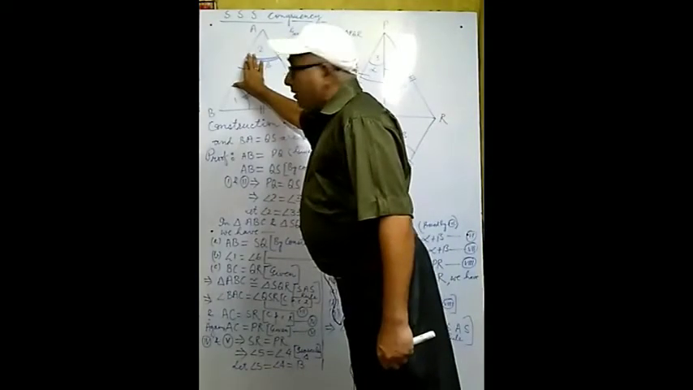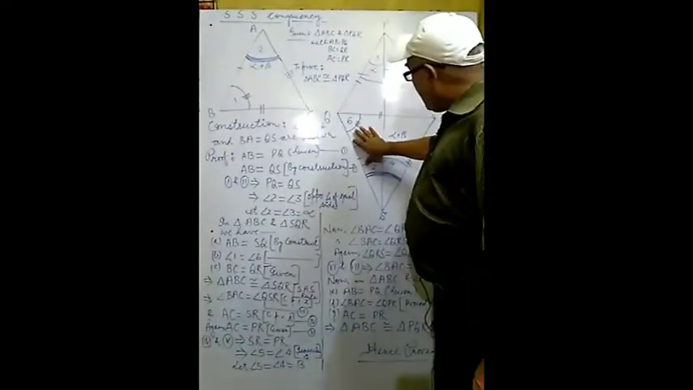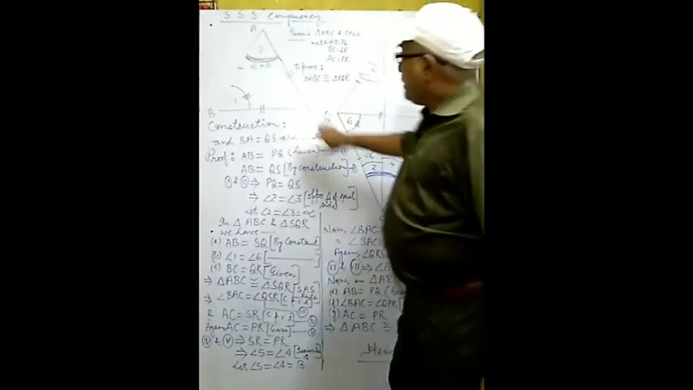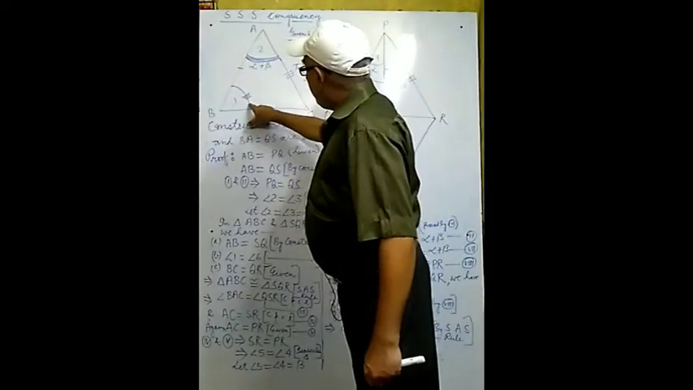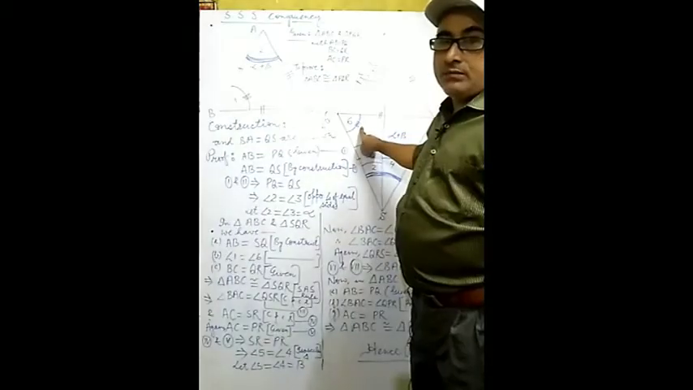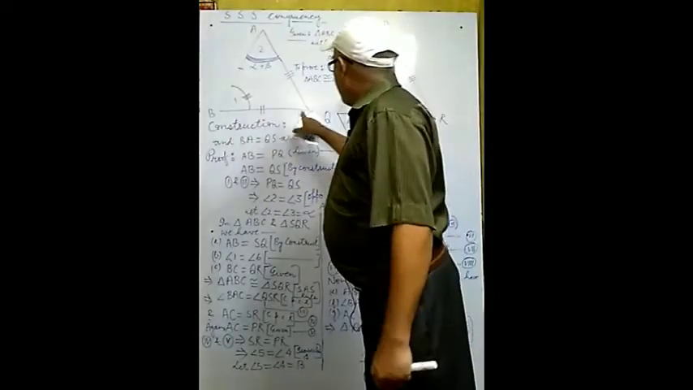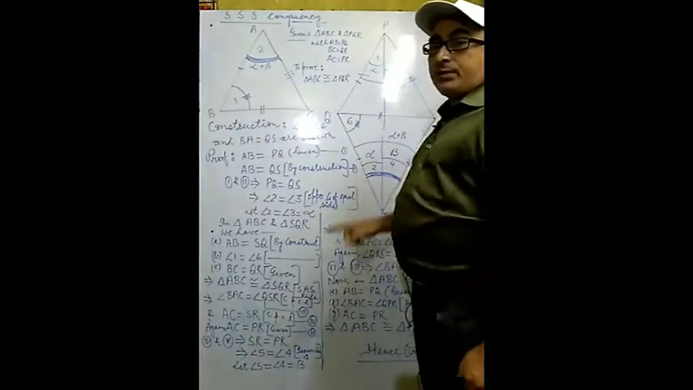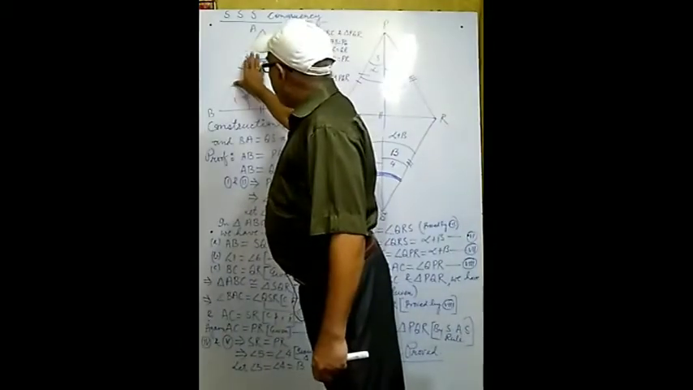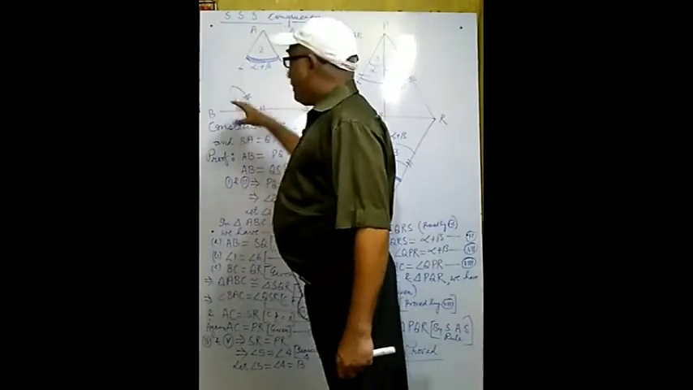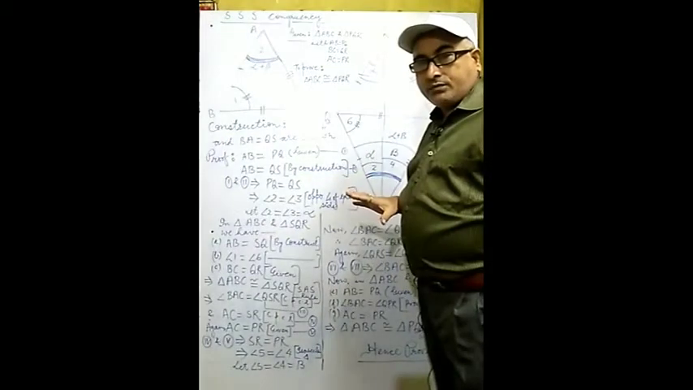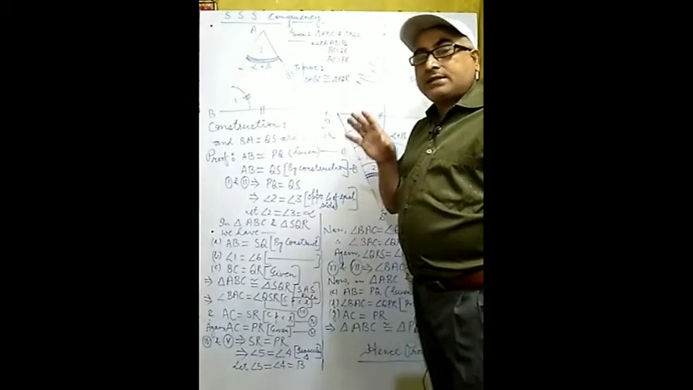This side AB is equal to this side SQ by construction. This angle ABC, meaning angle 1, is equal to angle 6 by construction. Again, BC is equal to QR. This one is given. Now three matching parts are there on the basis of side, angle, side. This upper triangle is congruent to this lower triangle. Am I correct? By side, angle, side criteria.